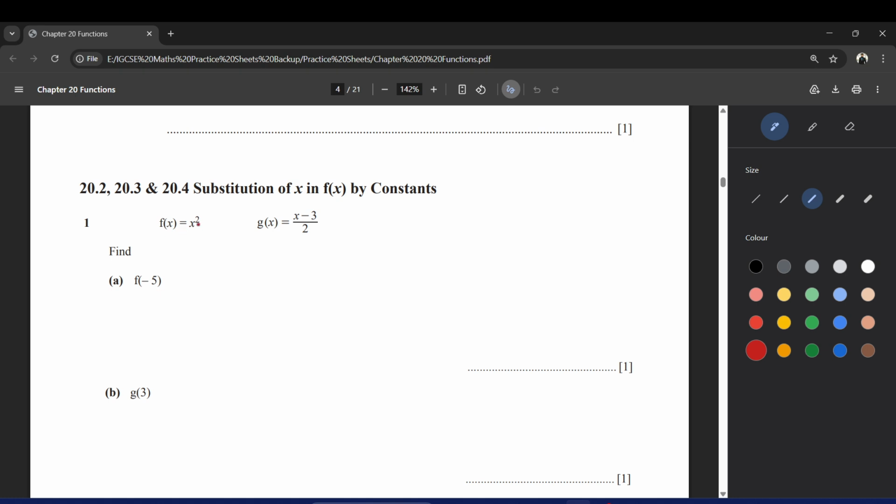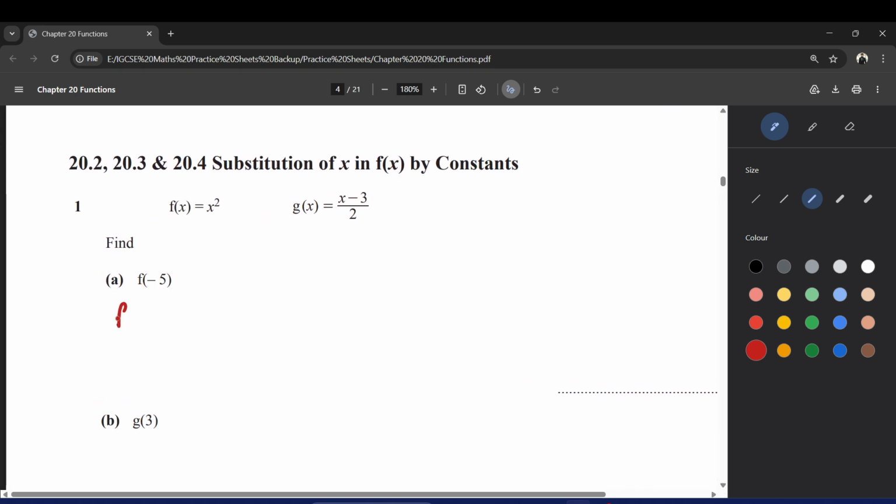Here we have been given two functions, f of x is equal to x squared and g of x is equal to (x minus 3) upon 2. Find in part A f of minus 5. So f of minus 5 will be, the original is x squared. Now I'm going to substitute minus 5 in place of x on both sides, so the square of minus 5 will be 25. Therefore, that's the answer.